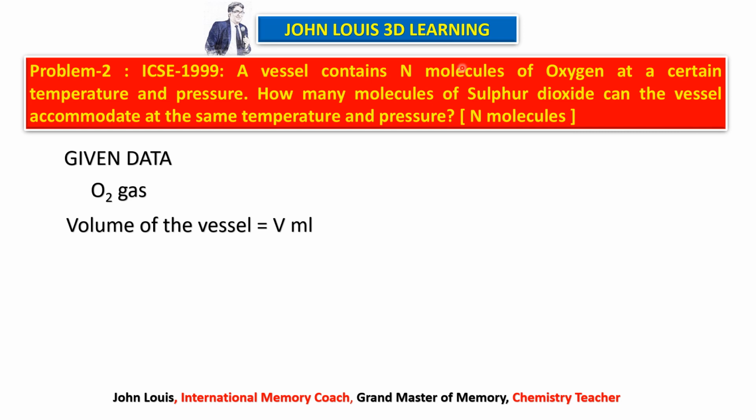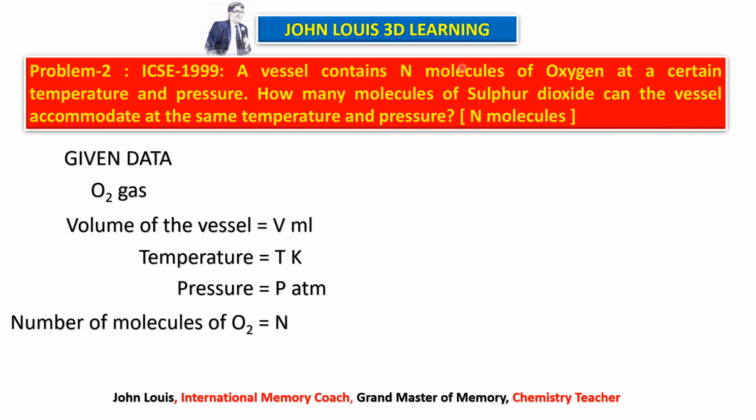What is the given data? Oxygen gas is given. What is its volume? Let the volume of the vessel be V mL, and the temperature is T Kelvin, and the pressure is P atmospheric pressure. And the number of oxygen molecules is n, that is given in the problem. A vessel contains n molecules of oxygen gas, therefore the number of molecules of oxygen is equal to n. These are the given data.